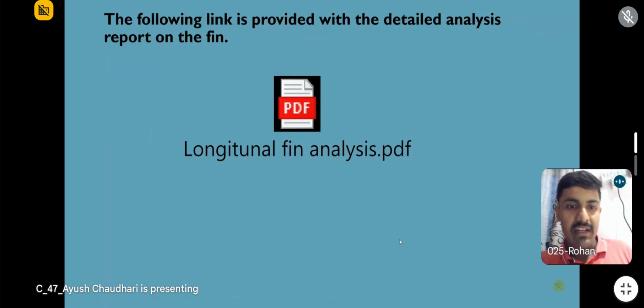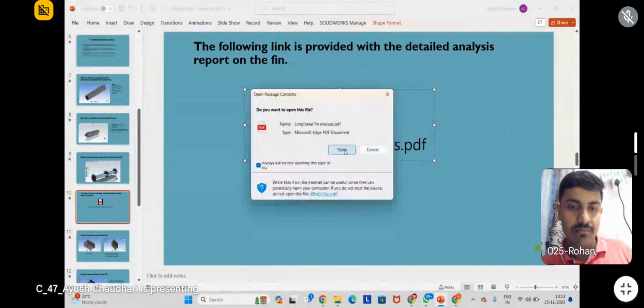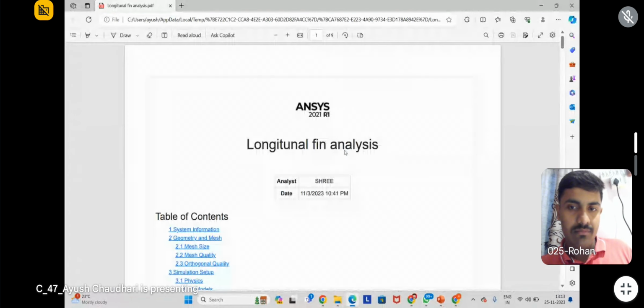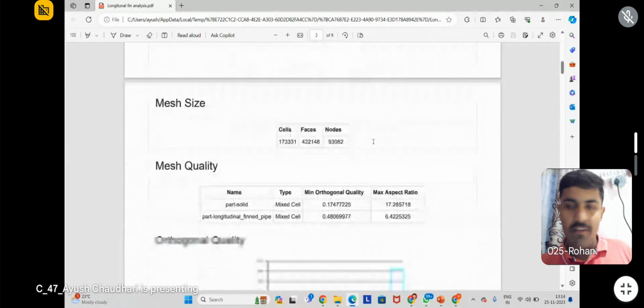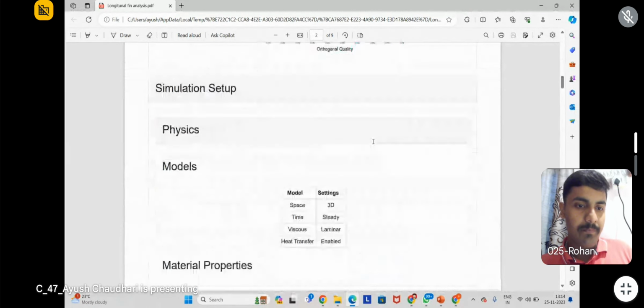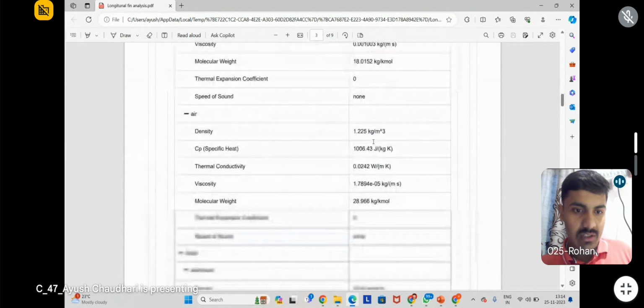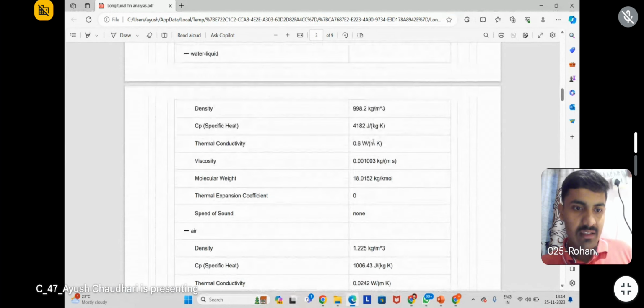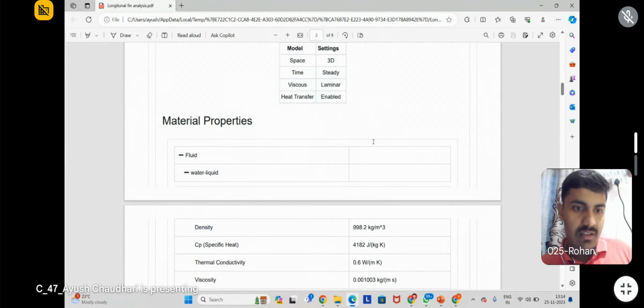We have a detailed analysis report. We will open that and see the values taken over there. Moving on, we will move to material. Material properties.